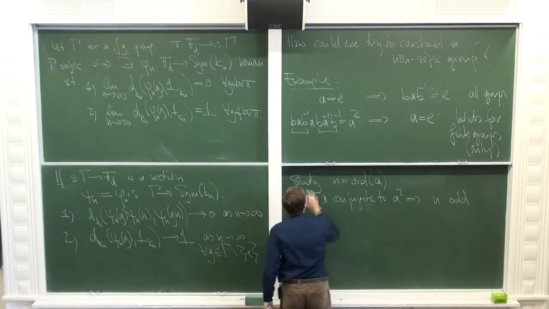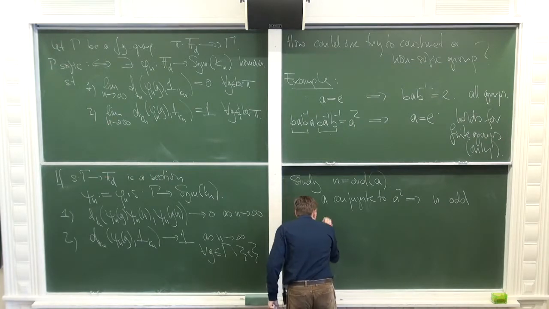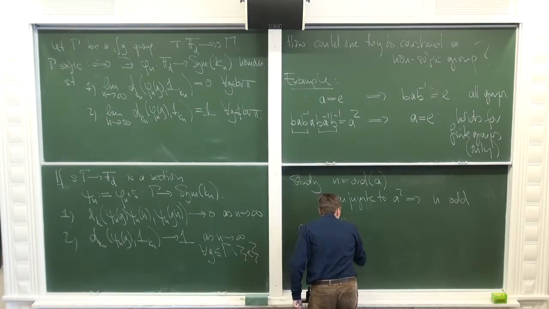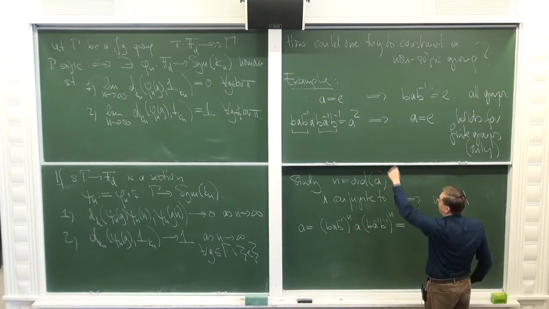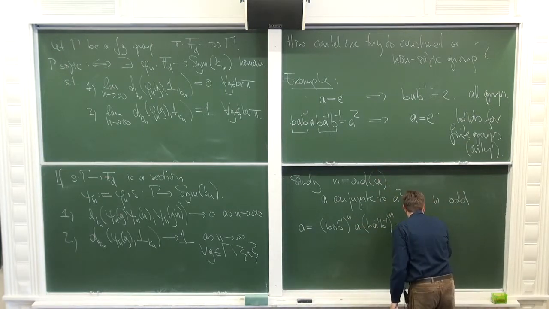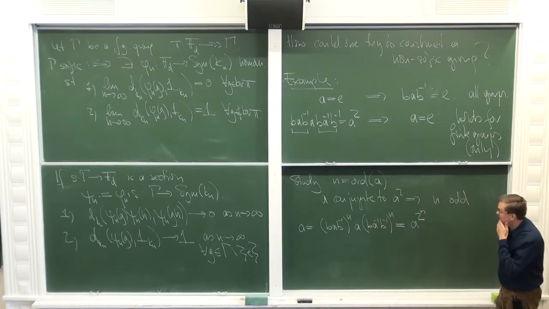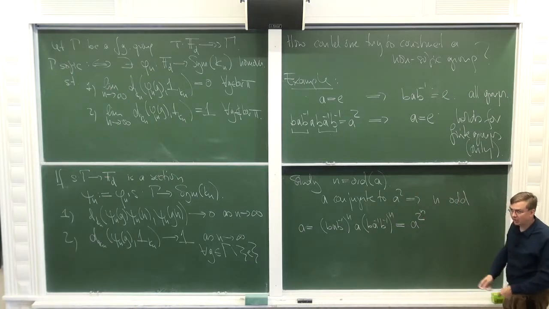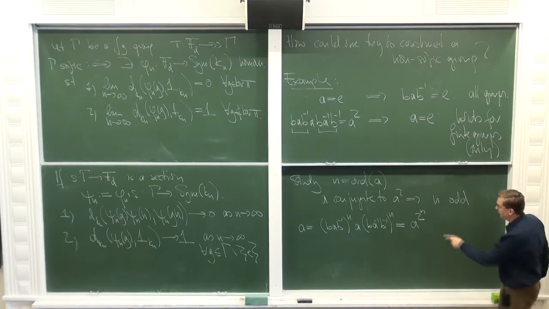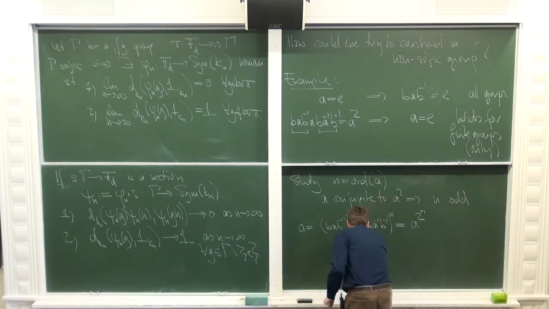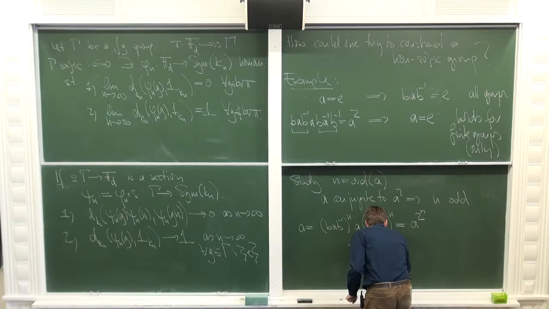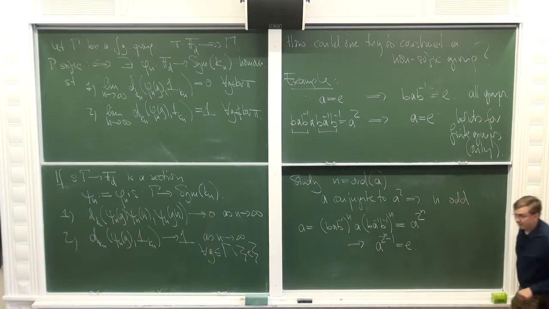So let me write this down. A is of course the same as B A B inverse to the n times A B A inverse B inverse to the n. But that's easy to compute because by our relation, this is exactly A to the 2 to the n. Because we conjugate n times, and each time you conjugate, you multiply this exponent by 2. It's kind of easy to see. So you see that altogether, A to the 2 to the n minus 1 is equal to the neutral element.